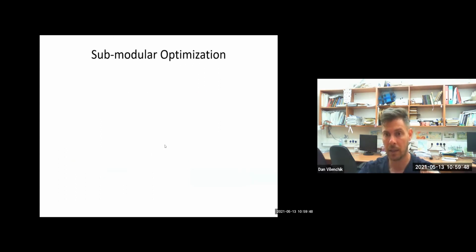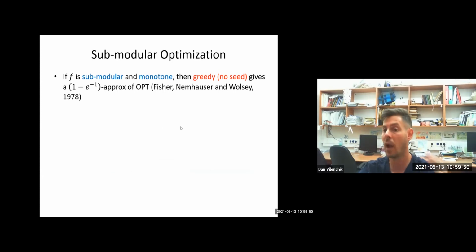Okay. So as I said, if you have no seed, you get this guarantee for the approximation of the optimal solution, 1 minus 1 over E. But this guarantee is useless in our case, or in many cases. It has to be useless in some sense, right? Because this gives you a polynomial time algorithm, so it cannot work all the time.